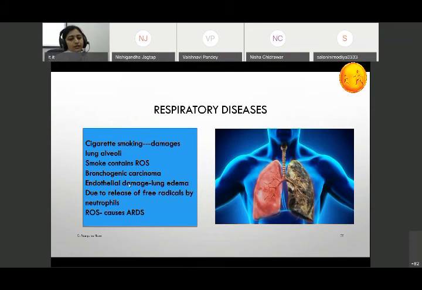In this, there is endothelial damage to the lung tissue that will lead to edema of the lung. That means there will be fullness of the lung. Since the neutrophils are releasing these free radicals or ROS, they will also cause one more disorder, that is ARDS, acute respiratory distress syndrome. So these two respiratory disorders are associated with reactive oxygen species and free radicals.